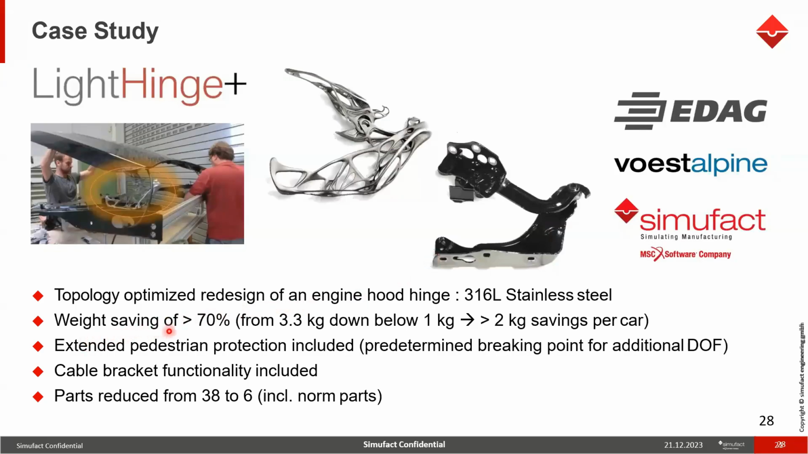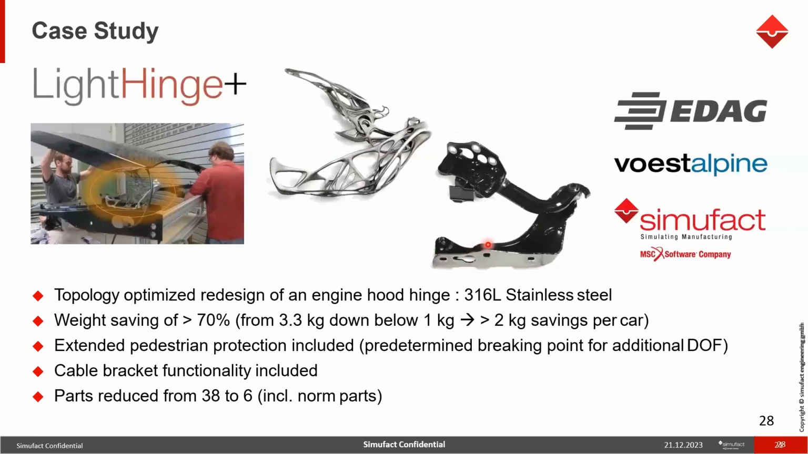So you can see the weight saving is more than 70%, from 3.3 kg to below 1 kg, so that you have greater than 2 kg savings with respect to weight. This particular engine hood hinge was built in this particular build, in this particular material, that is 316L stainless steel. This particular component is used for pedestrian protection. Okay, and there will be a cable bracket which will be functionally included with these parts, and the parts get reduced from 38 to 6.